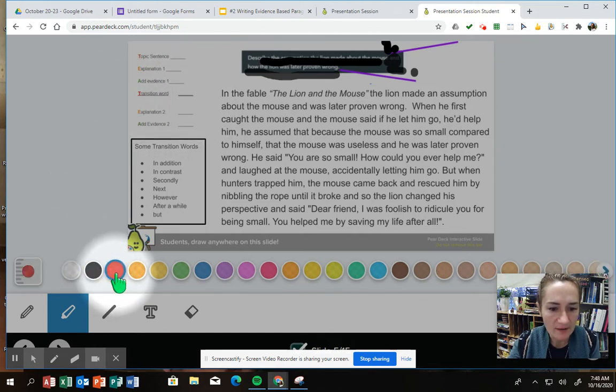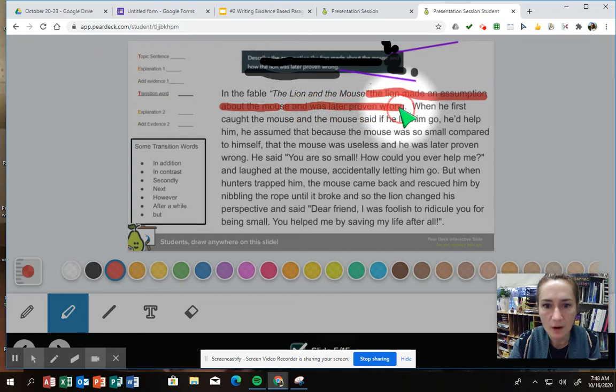I'm going to choose my red because it goes along with the topic sentence. Remembering that the topic sentence has to come from the assumption the lion made about the mouse, and I see that here, the assumption the lion made about the mouse, and how the lion was later proven wrong. Now, also, you need to include the title. So in the fable, The Lion and the Mouse, the lion made an assumption about the mouse and was later proven wrong is a great topic sentence because it restates what I see in this prompt, right? So they did that. I'm going to put a check mark over here. They did it. And you should too.